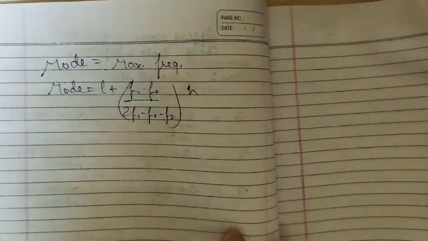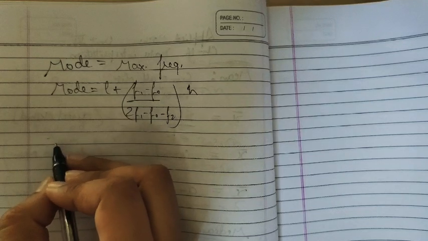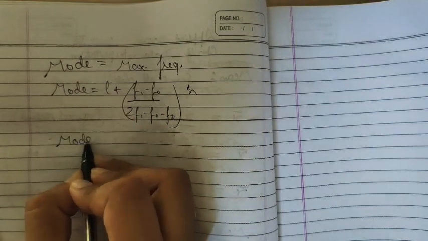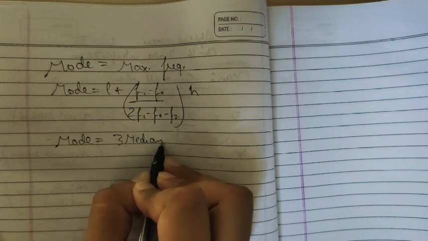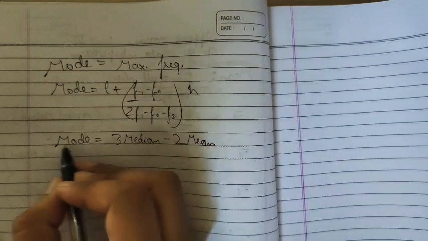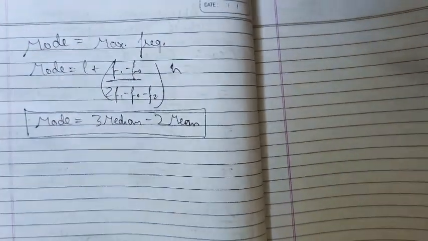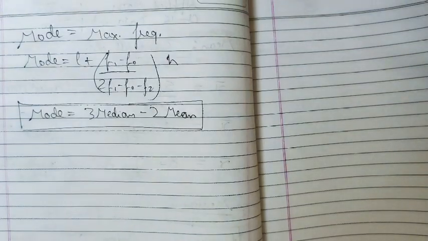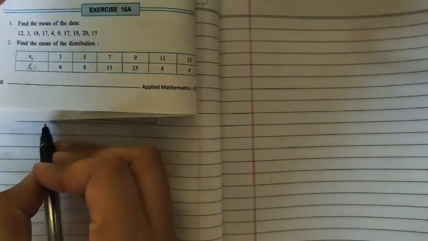We have also studied that mode is equal to 3 median minus 2 mean. So this also we can use in the exercise. Mode is equal to 3 median minus 2 mean. So now let's begin with the exercise. Exercise 15a.